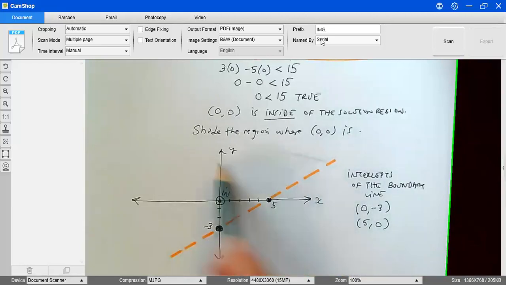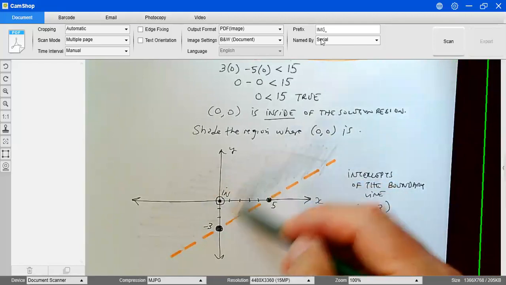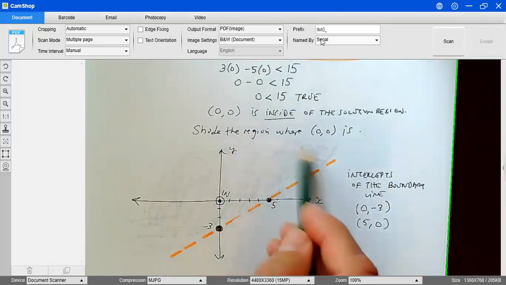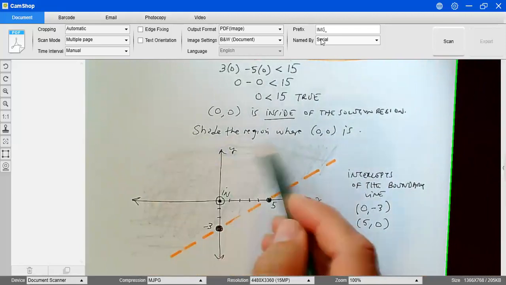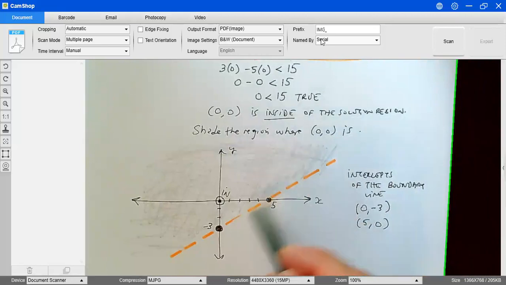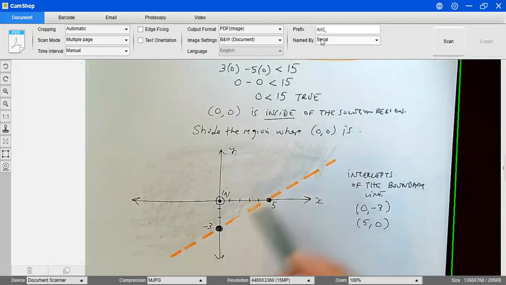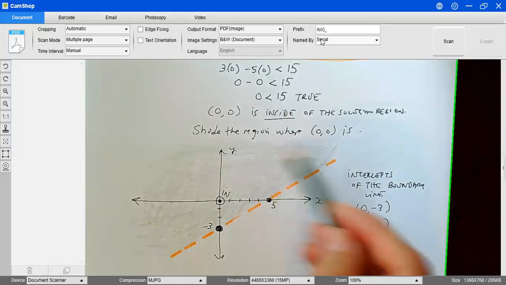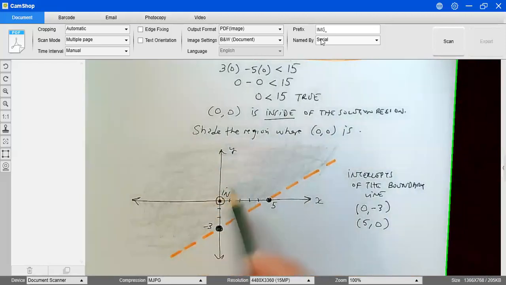You can use any color if you have colors. So this is the solution region. Everything over here is the solution region. Very easy to find the solution for a linear inequality in two variables. And the dashed line means that any point on top of this line is not part of the solution region. Okay, so this is the solution region.